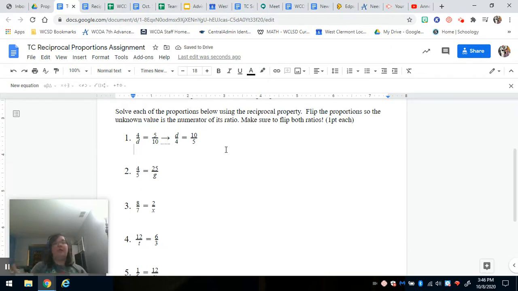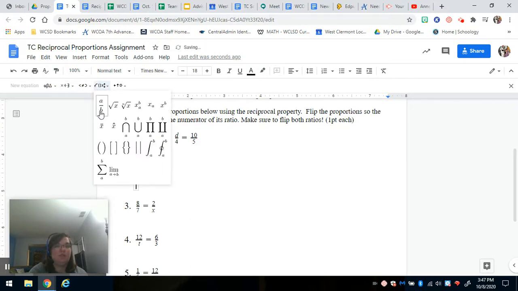Now that it's reciprocal, we're ready to do our cross multiplying like we normally would and solve for d. When we cross multiply, we need to make sure we take 4 times 10 and then 5 times d. So we're going to end up with 5d equals 40. Then to find out our variable, that letter d, we need to remember to divide both sides by 5. So 5d divided by 5 is d, and then we'll divide 40 by 5, and we'll find out what that value actually is. Okay? All right, let's do another one.